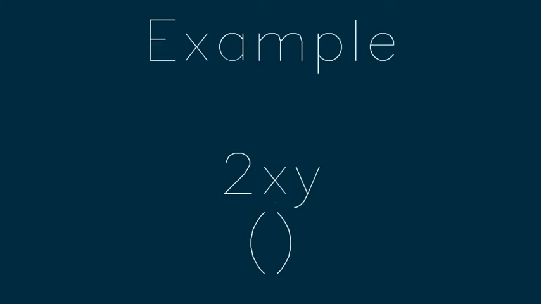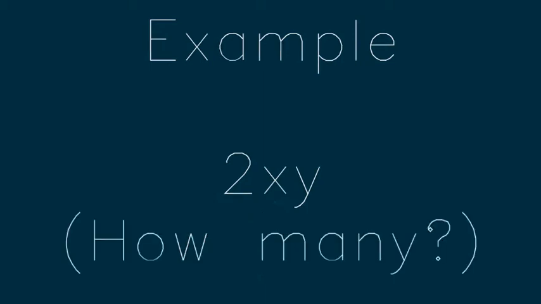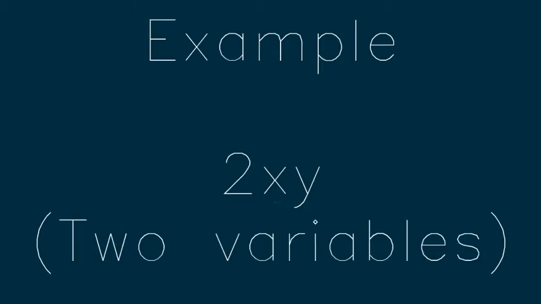Now, let's say we have 2xy over here. How many variables do you think are present over here? You do know that 2 is the coefficient. That leaves us with x and y. Those are the two variables over here, x and y. And an algebraic term can have multiple different variables present inside it.